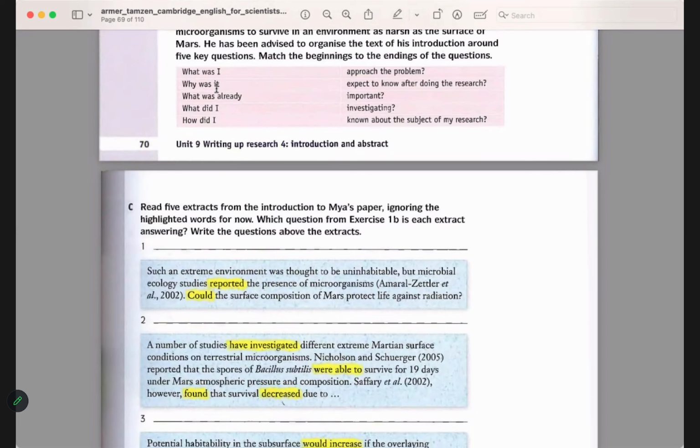Because if it's already done by many scientists, no need to do one more research, yeah? And you find something which was not investigated before, or you wanna maybe learn something deeper because not enough research was done. So why your work will be important. And after that, we discuss what was already known, yes, and only then, how did I approach the problem? Yep, it's the last part.